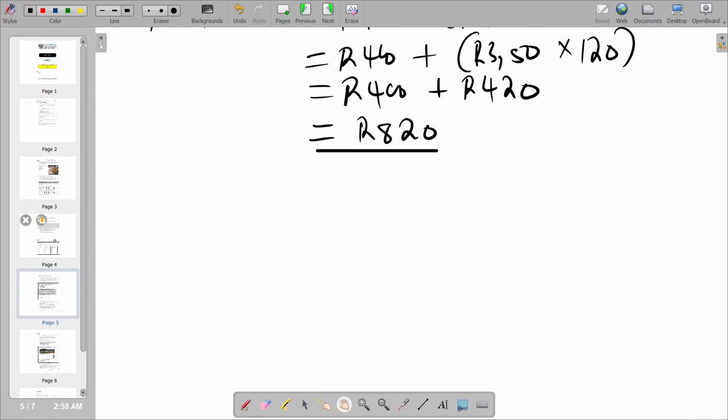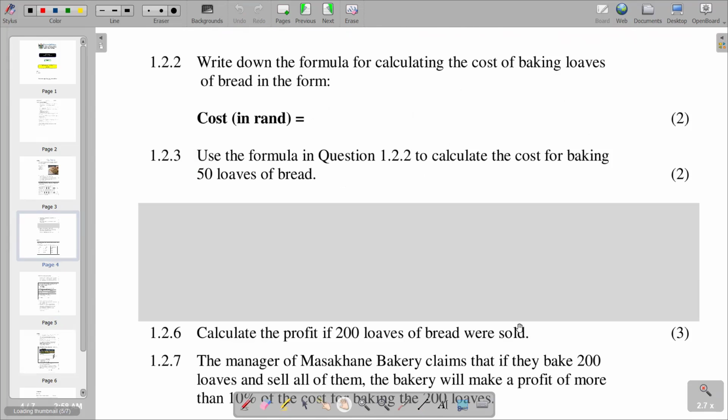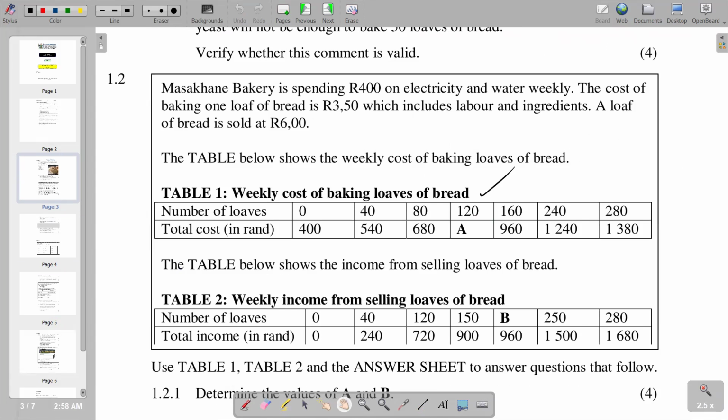Then we try to see in terms of B. We are calculating our B. For our B, we are only given that a loaf of bread is sold at 6 rand. So to get the total income, we say the price per loaf times the number of loaves. For instance, at 40, 40 times 6, you get 240. If we come here, 120 times 6, you get 720. The same applies to B. If you say 6 times B, you get 960. So here we want the number of loaves.